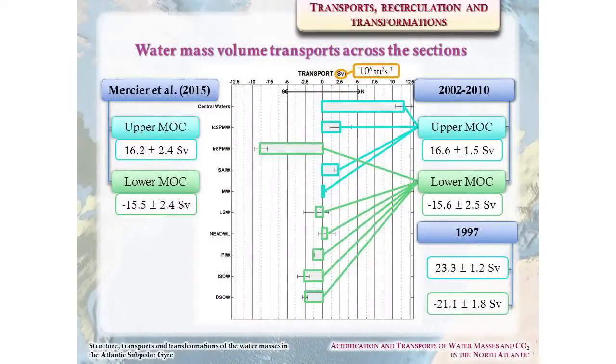Now, by combining the water mass structure resulting from the OMP analysis with the velocity fields of the section, we obtain the water mass volume transports across the sections. In these figures is represented the mean water mass transport for the period between 2002 and 2010, and the transports were calculated perpendicular to the sections, being positive when northwards.